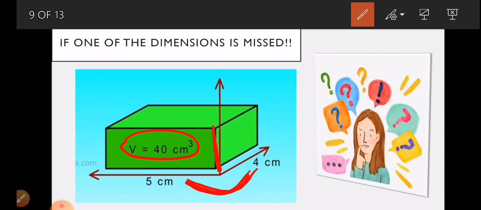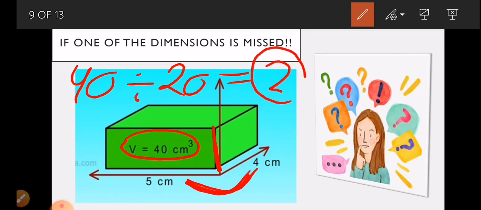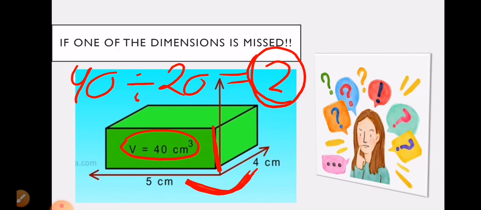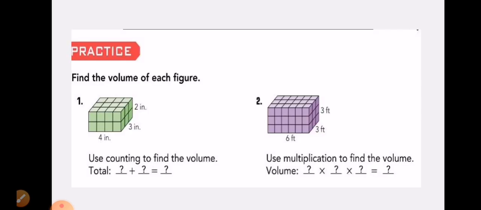So multiply these 2 dimensions, 4 times 5 will give you 20. Then do the volume, which is 40, divided by 20. It will give you 2. This is the missed dimension. And we will explain it again while doing practice. Let's see how we can practice here.